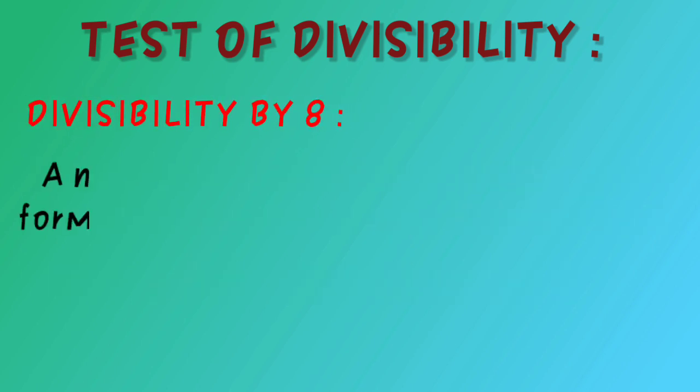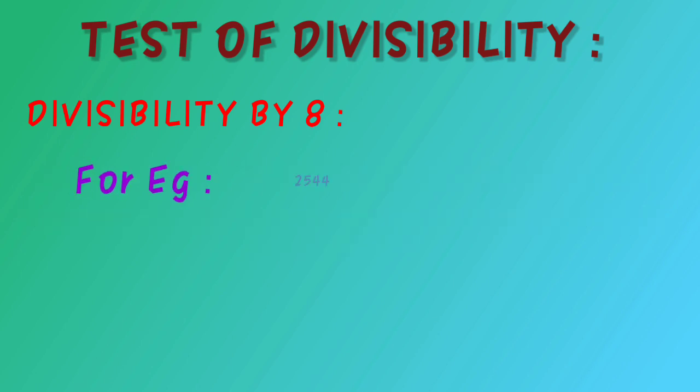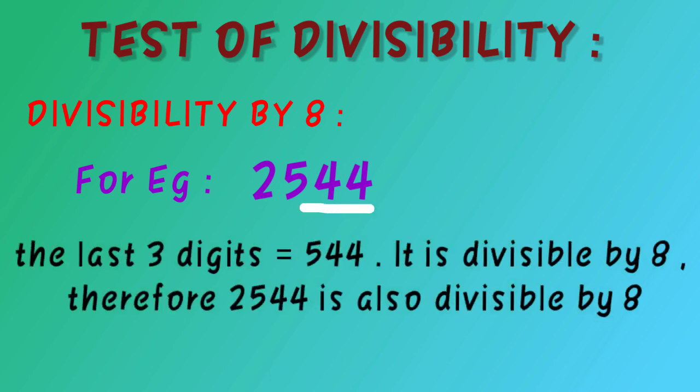Next, divisibility by 8. A number is divisible by 8 if the number formed by its last 3 digits is divisible by 8. मतलब कोई भी नंबर का लास्ट 3 डिजिट्स अगर 8 से डिवाइड हो सकता है तो पूरा नंबर 8 से डिविजिबल है. फॉर एग्जाम्पल 2544. The last 3 digits are 544, which is divisible by 8. Therefore, 2544 is divisible by 8.